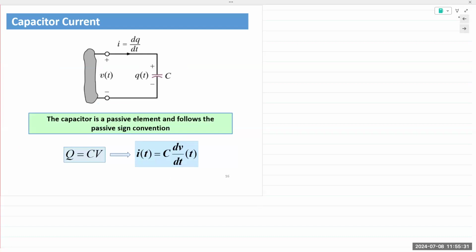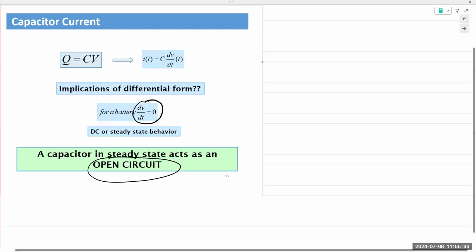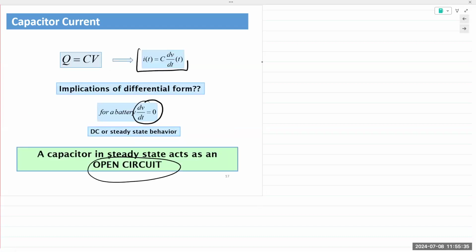The primary equation for a capacitor current is I equals C dV over dt. I equals C times dV over dt. And at this point, I would like to point out some notation differences or similarities. Let's take a pause. Let me know if you have any questions.